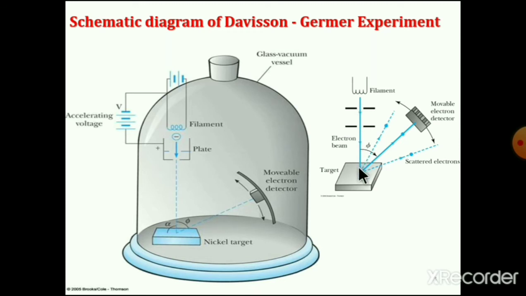Such an accelerated electron beam is targeted on the surface of the nickel crystal. That nickel crystal is composed of a number of atoms. These atoms are arranged in a very regular manner. All atoms are in ordered positions, and due to that we take the number of atomic layers into consideration.